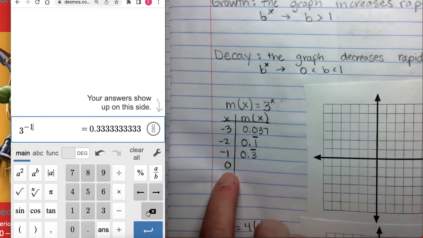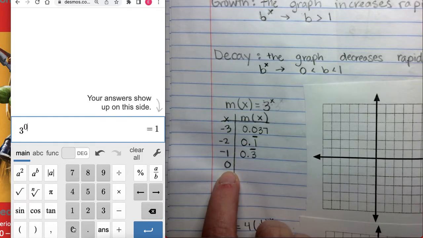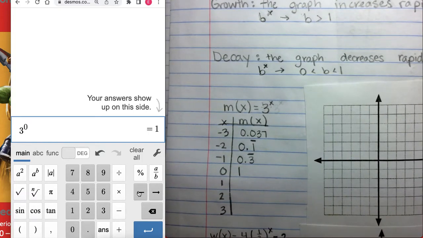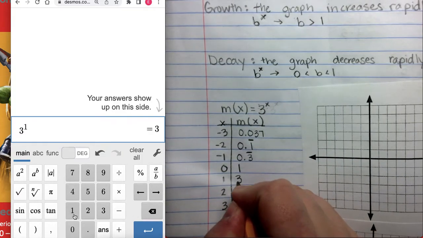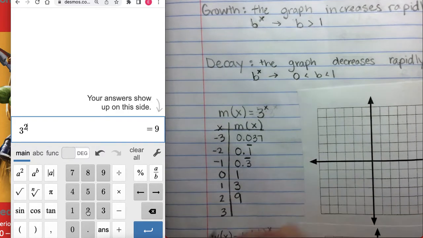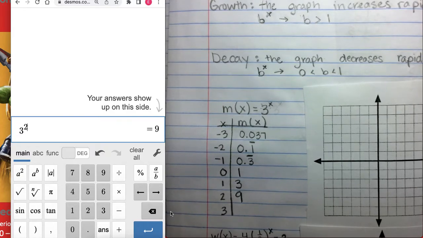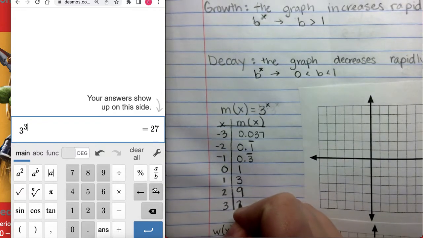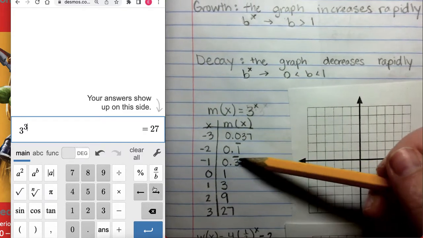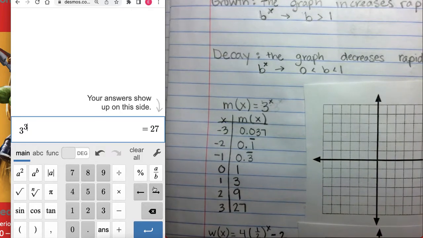Now instead of -1, we're going to do 0, and we get 1. Delete the 0, put in 1, we get 3. Put in 2, 3 squared is 9. And then 3 to the third power is 27. Alright, so this one is growth, because as we see it's going to get bigger, bigger, bigger as we go more positive. So now let's plot these points.